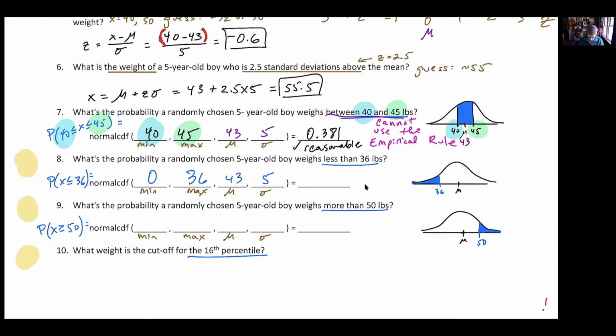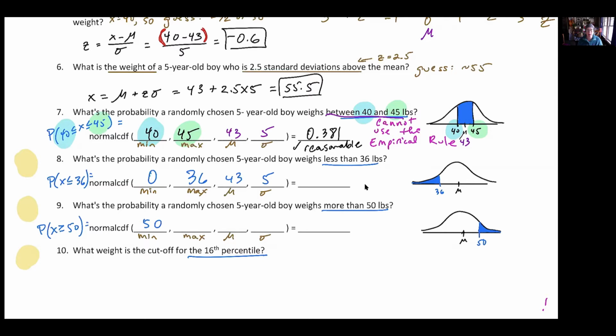Okay, so what's the probability that a randomly chosen boy weighs more than 50 pounds? So that's here. The leftmost number now is 50. The smallest possible number is 50 pounds. And then the biggest possible number, well, we don't know how heavy the average 5-year-old boy could be, or how heavy the heaviest of all 5-year-old boys in the entire world is.